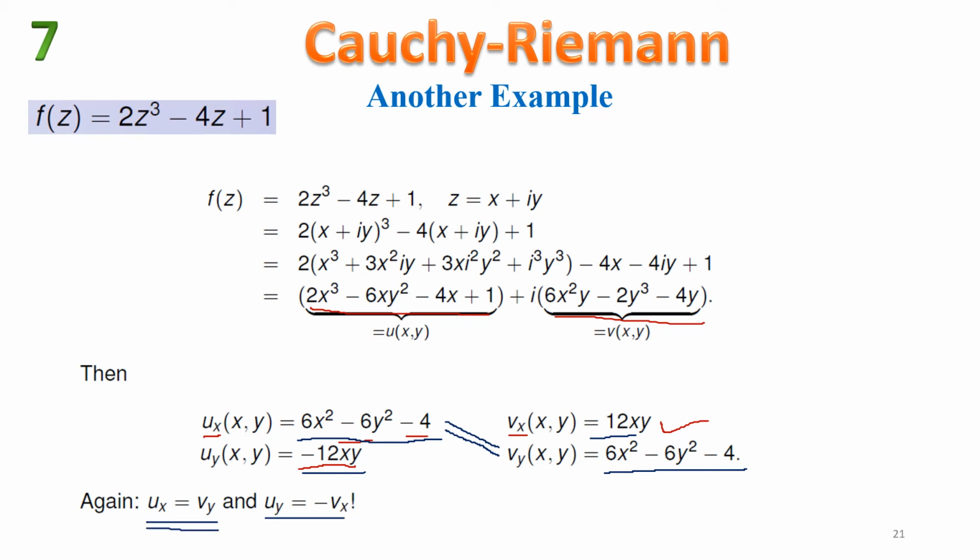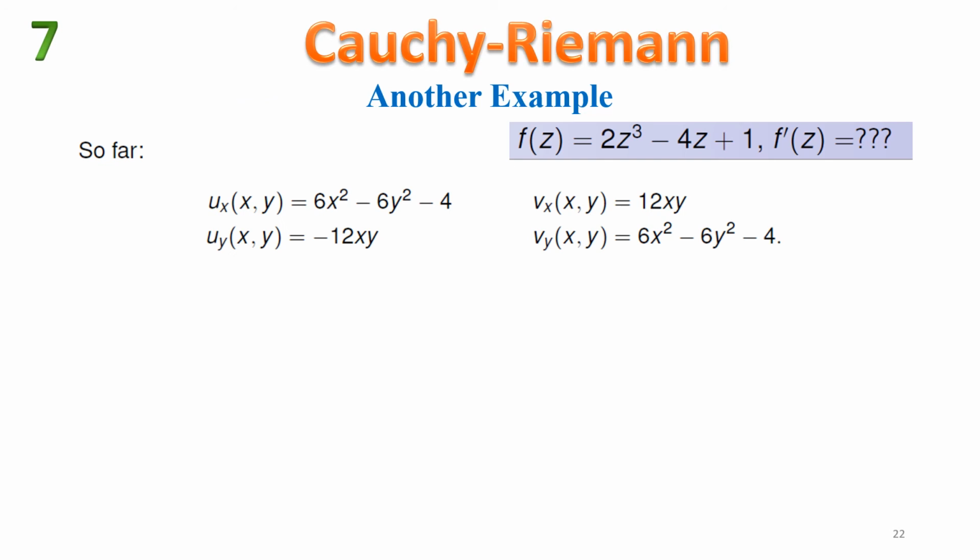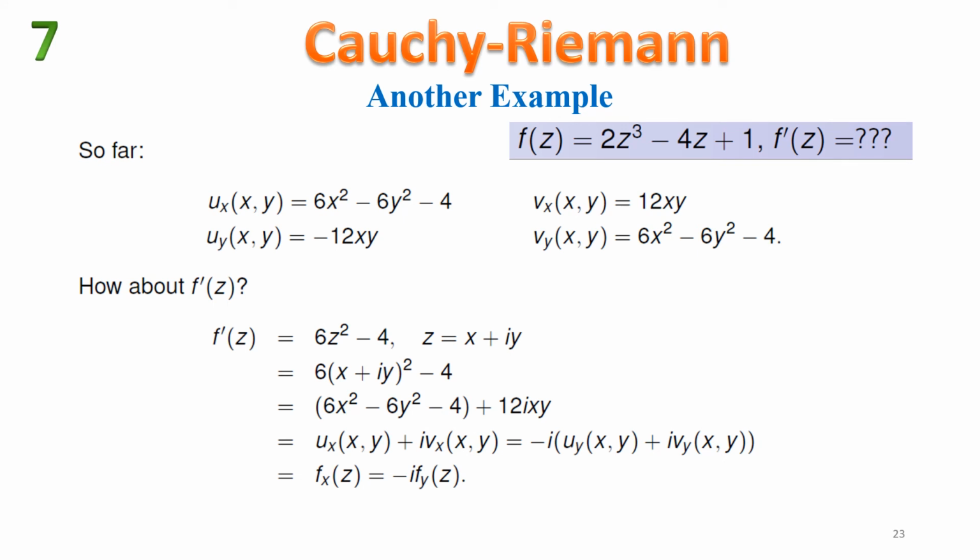So here we have started with the function f of z equal to 2z cubed minus 4z plus 1, and we are interested in finding f dash z, which is very obvious, we can do that quickly. And we have estimated ux, uy, vx, vy. We have established the relation between them. Now let us look at the derivative of the function, that is f dash z. f dash z will be, so we are differentiating with respect to z now, 3 into 2, it will be 6z squared minus 4z.